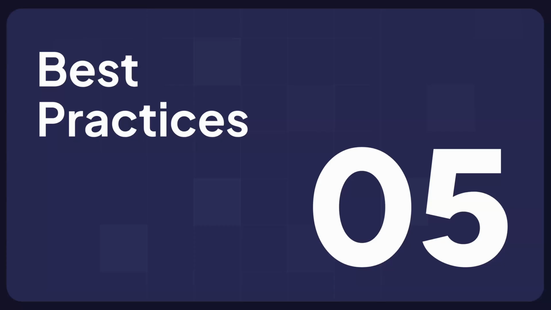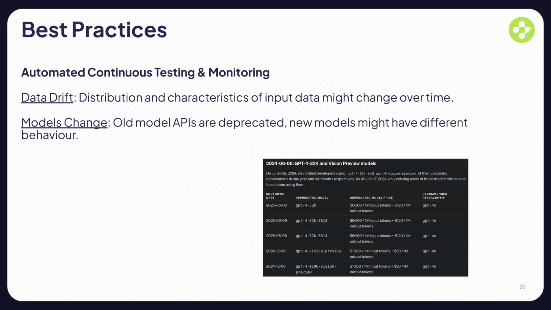So after that, let's go through a few best practices. One of the most important ones is that you need to automatically and continuously test and monitor what you're doing with LLMs. There are two main reasons for that. One big one is data drift. That means that while you're running your application with an LLM, the input might change over time, and you need to understand continuously if your model can handle that input.